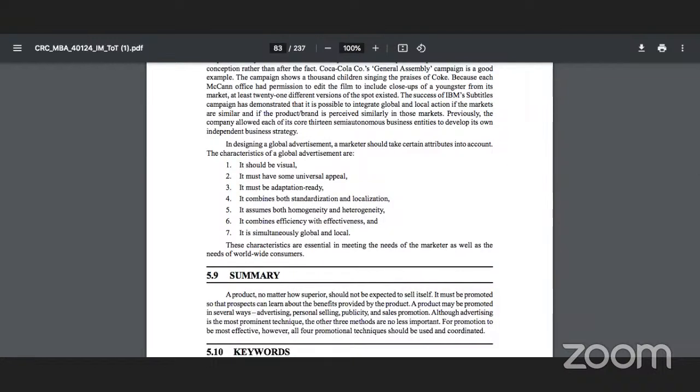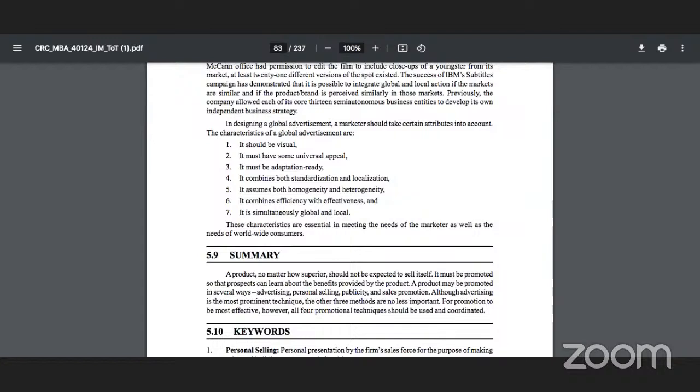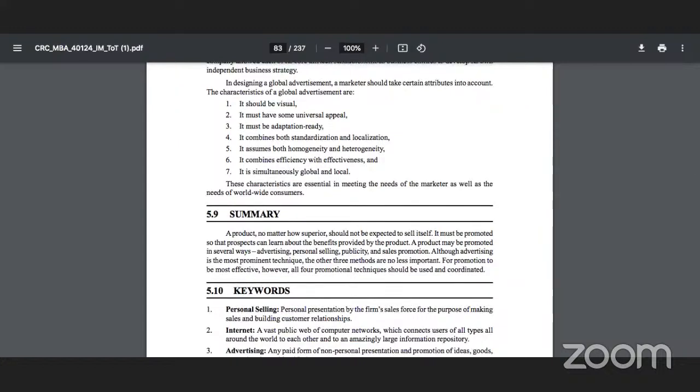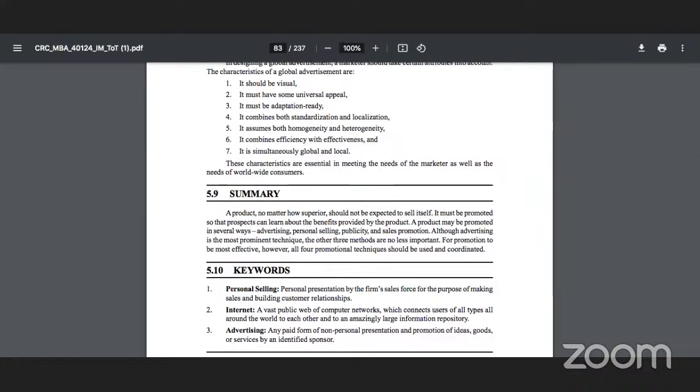The next one is the success of IBM's subtitles campaign, which demonstrates that it's possible to integrate global and local action if the markets are similar and if the product brand is perceived similarly in those markets. So, what we would like to conclude is by saying that in designing a global advertisement, a marketer should consider not only the content in terms of its localization and globalization, but also certain attributes. And what are they? It should be visual, it should have universal appeal, it must be adaptation ready, combine both standardization and localization. It assumes both homogeneity and heterogeneity. It combines efficiency with effectiveness and it is simultaneously global and local.